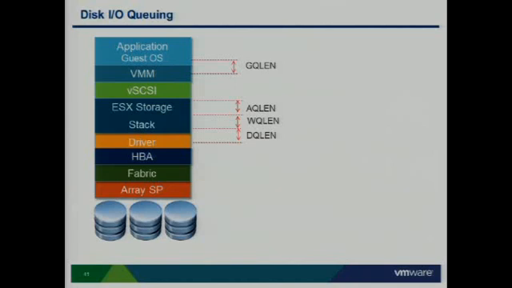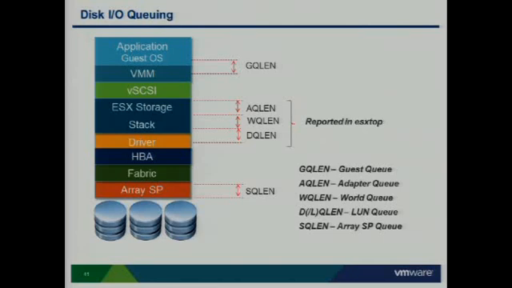AQLN means that a particular adapter cannot have more than so many outstanding IOs. So that's a cap for an entire adapter, not for a particular VM. And DQLN is basically a cap for a particular LUN. So you can say this LUN at the maximum can have only so many outstanding IOs. And then, of course, every array also has a queue length in the array storage port, which is SQLN. Out of all these queue lengths, these three are reported in esxtop because they are specific to ESX. Guest queue length, we don't have visibility into it. We don't have visibility into what the array queue length is.